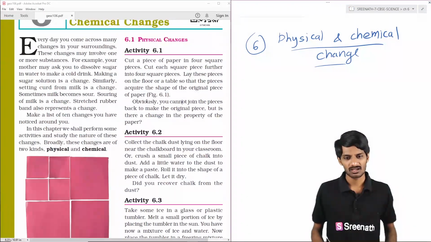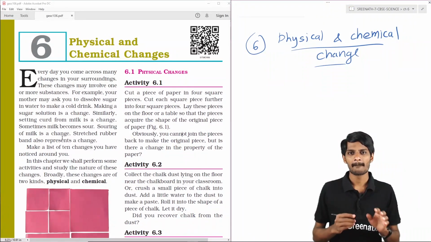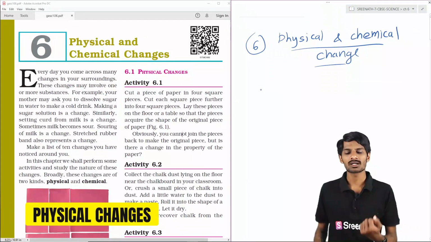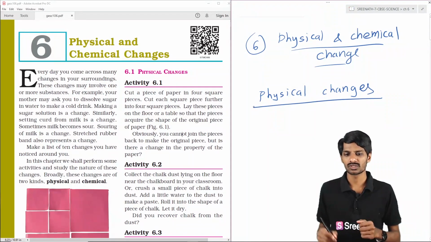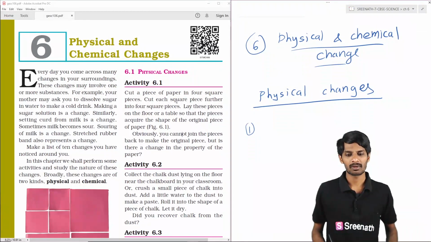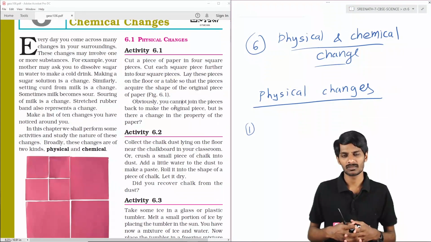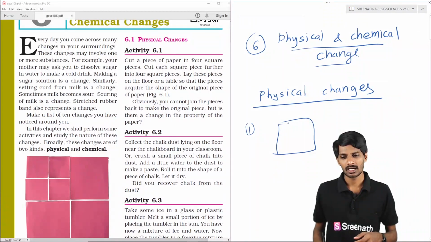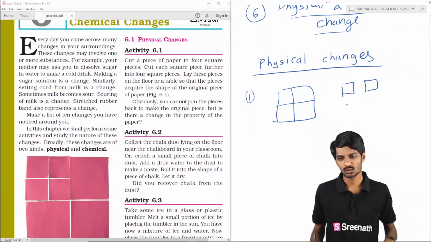So first thing is physical and chemical changes students. Every day we will see many changes around us. So what are the physical changes? There are some examples we are going to take. At first, take a piece of paper and cut it into 4 pieces and try to arrange them like that. So you will get 4 pieces like that. This is 1, this is 2, this is 3, and this is 4. You have cut them like this.